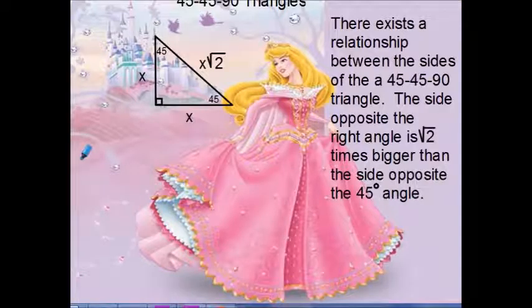For our 45, 45, 90 triangles, there exists a relationship between the sides. The side opposite the right angle is square root 2 times bigger than the side opposite the 45-degree angle. So just like in our last one, everything is going to stem from our 45 side. We have 2 congruent angles, which means we have 2 congruent sides. If we know our 45 side, to get to the 90 side and find its measure, we just multiply it by the square root of 2.